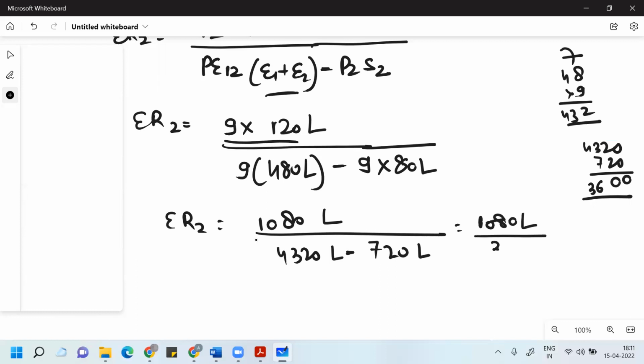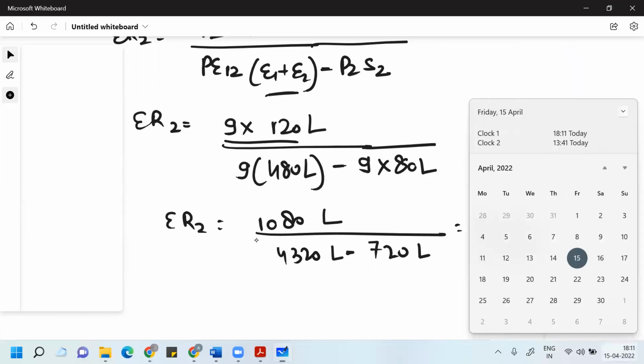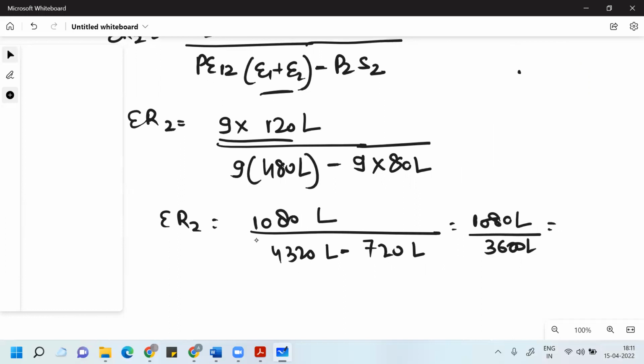1080 divided by 3600. This is 108 divided by 360. 12 nines are 108, 12 threes are 36. This would be 3 by 10, means 0.3. So the minimum exchange ratio will be 0.3.